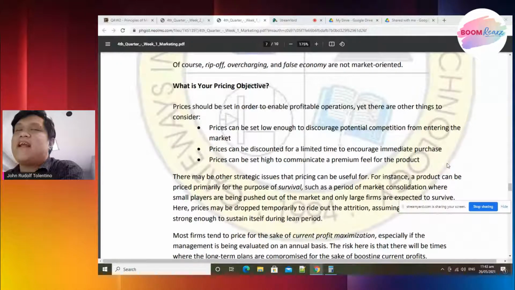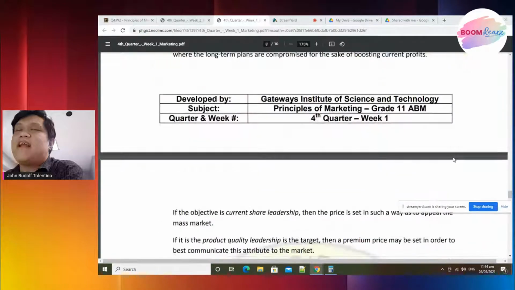Pwede ka mag-set ng price na mababa para walang makapag-compete sa'yo. Pwede ka mag-set ng price ng average kasi ito naman talaga yung karapat-dapat na price ng product mo. Pwede ka naman mag-set ng price sa premium feel, to the point that there's nothing else na makakapag-compete sa'yo. Ano yung mga product? For example, Chanel, Louis Vuitton, mga ganyan, di ba? Pack na pack yung mga ganyan. Pag may ganyan ka, Diyos ko, mayaman ka, in short.